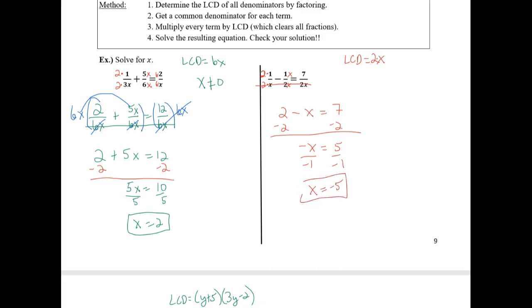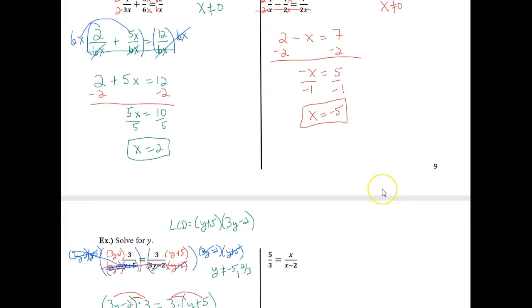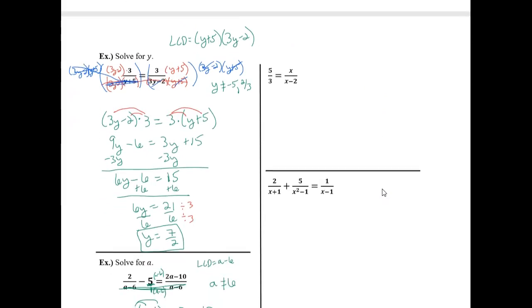This is what I think the solution is. I go back, I check the domain. So the only thing that would make these denominators 0 would be if x equaled 0. So x could not equal 0. We didn't get that solution. We could plug it back in and it should work. Another example.